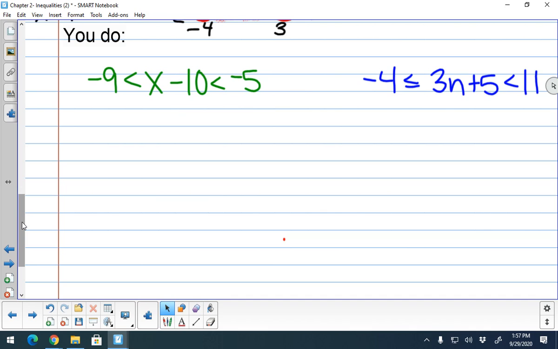All right, go ahead and have a seat. Ooh. Just wanted to give you shapes and stuff.